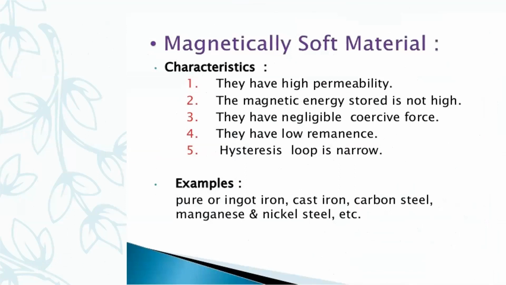These are the magnetically soft materials: iron, cast iron, carbon steel, manganese, and nickel steel, etc. All these are examples of magnetically soft materials.